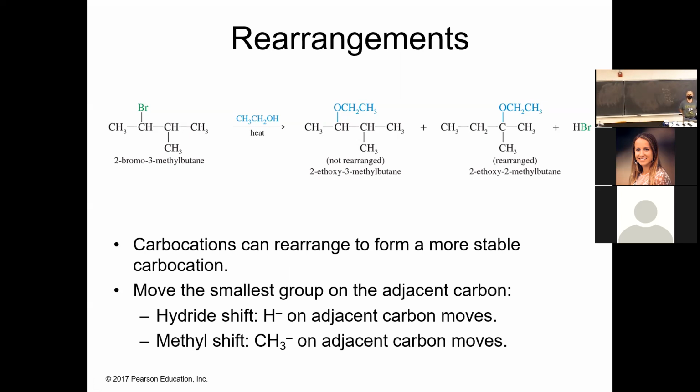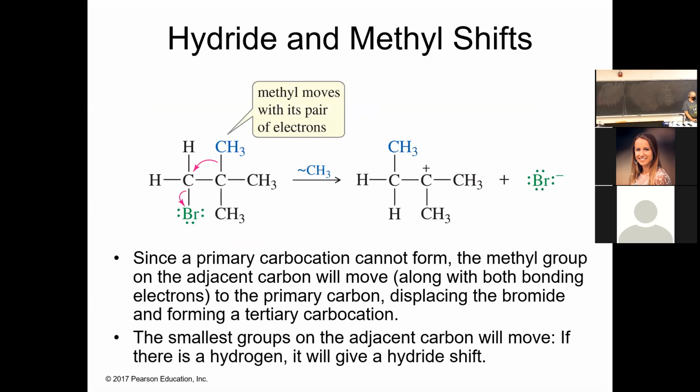In the Pushing Electrons workbook, there is a section on rearrangement. So I would really encourage you to work through that, to practice how to do rearrangements. The 2 most common types of rearrangement include a hydride shift and a methyl shift. In this example, since the primary carbocation cannot form, the methyl group on the adjacent carbon will move along with both bonding electrons to the primary carbon, displacing the bromide, and that forms a tertiary carbocation. The smallest groups on the adjacent carbon will move. If there's a hydrogen, it will give a hydride shift.